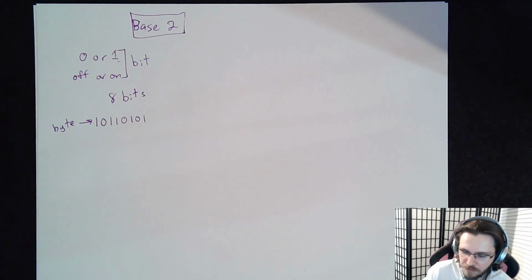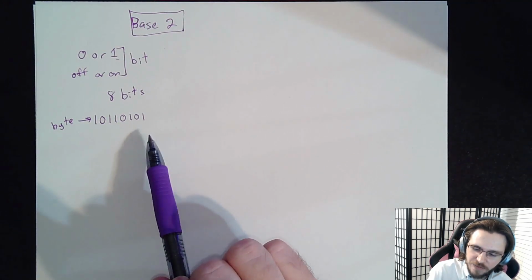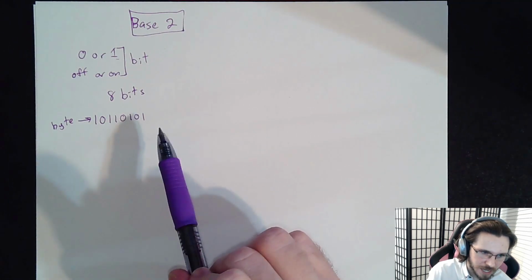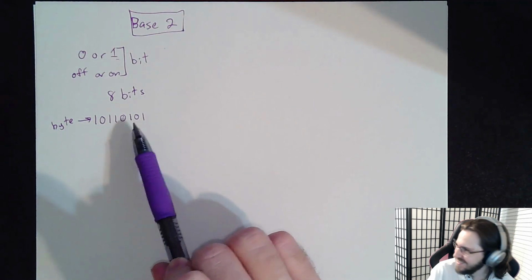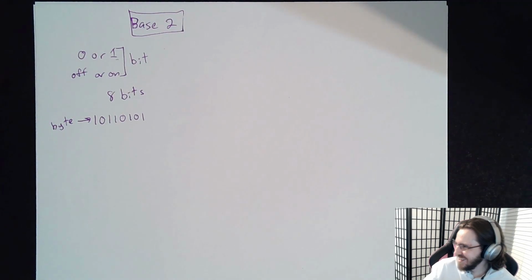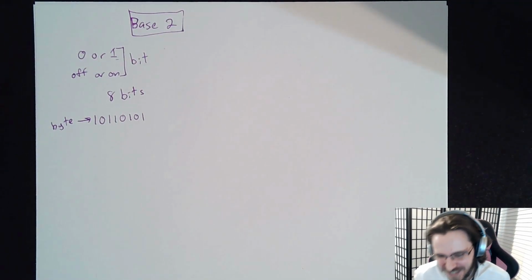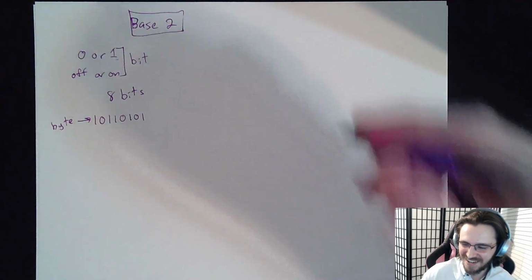So where does base 2 fall into this? Well, if you notice, it's all zeros and ones. It's always been zeros and ones. So what is this all about here?